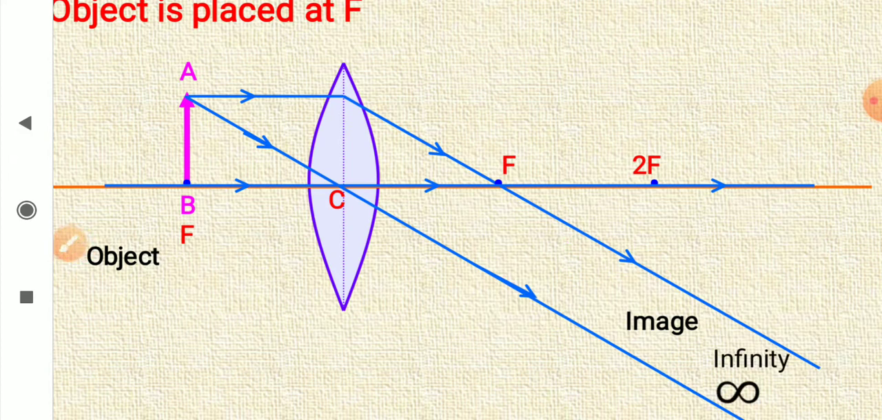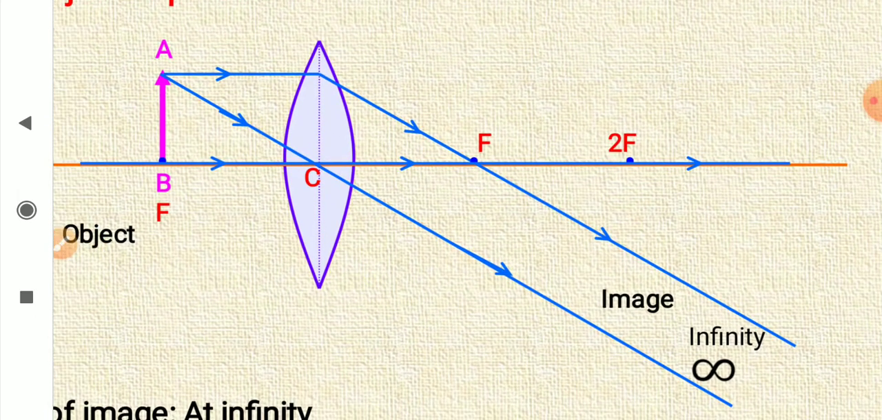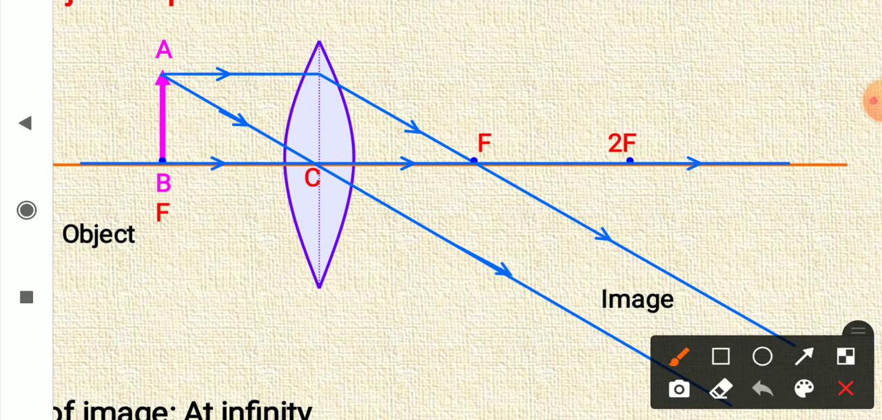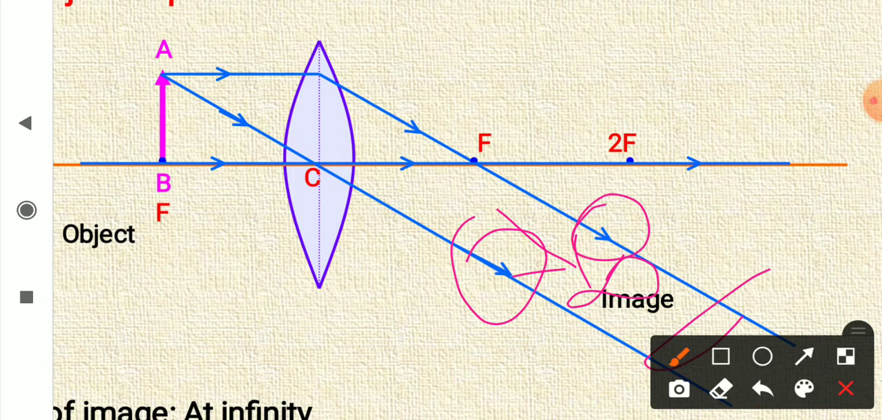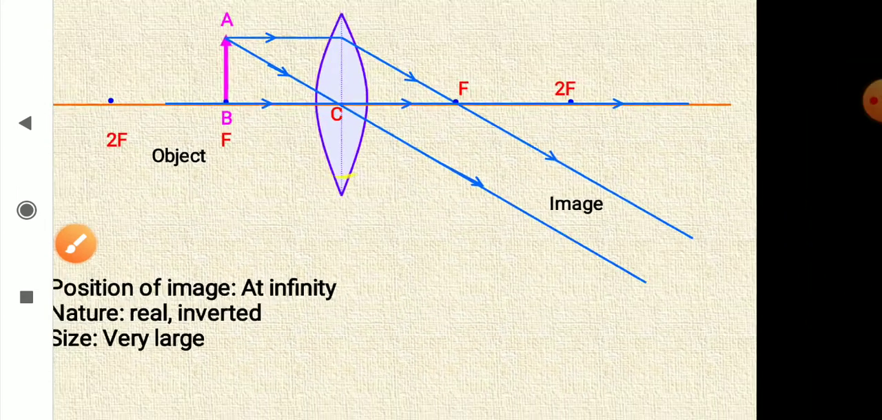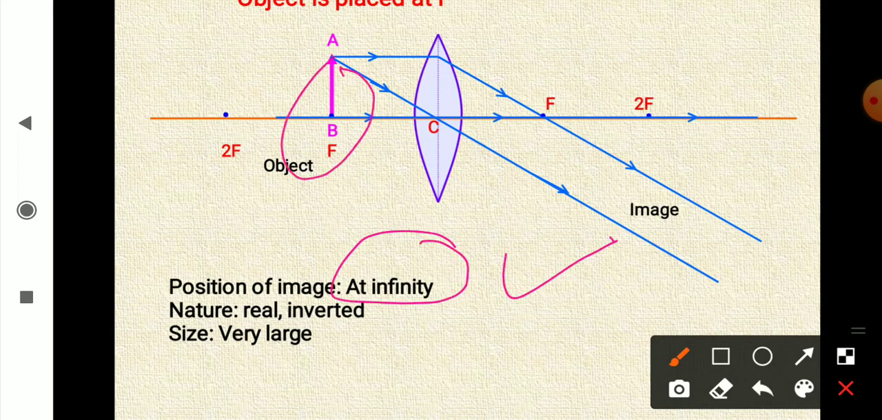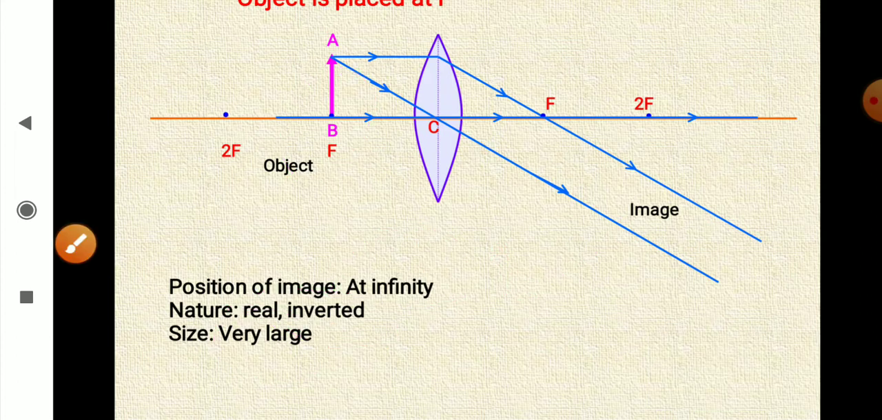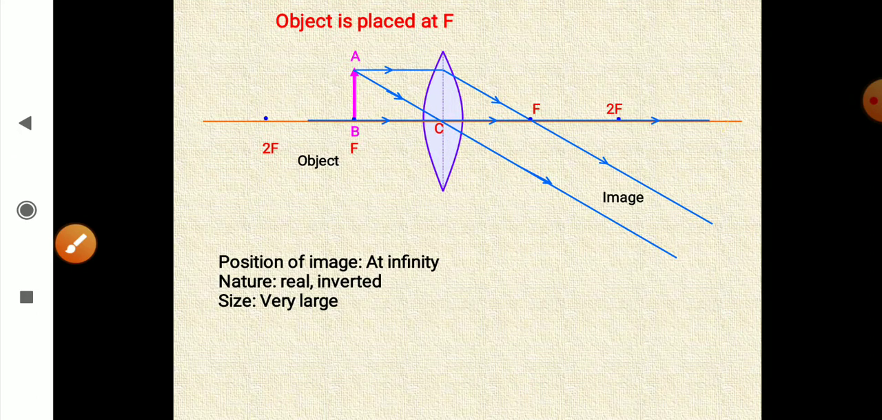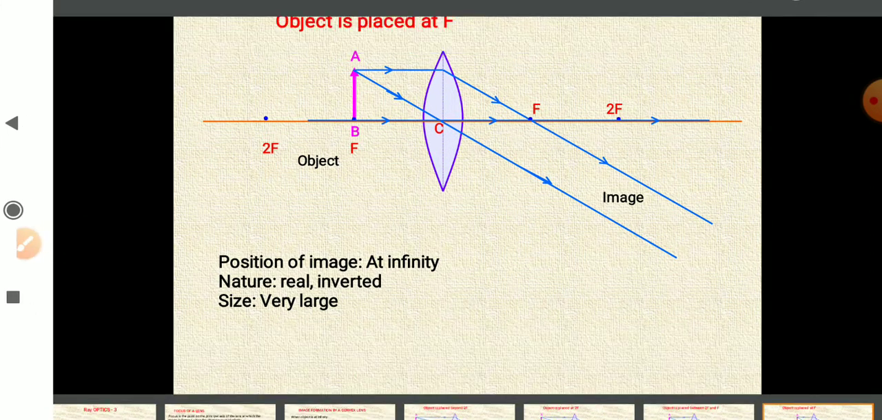The parallel rays will meet at infinity. This means we assume that a real image is formed at infinity, and it will be extremely large. So the position of the image is at infinity when the object is placed at focus. Nature will be real, inverted, and extremely large. You will not be able to take that on screen because it is at infinity.